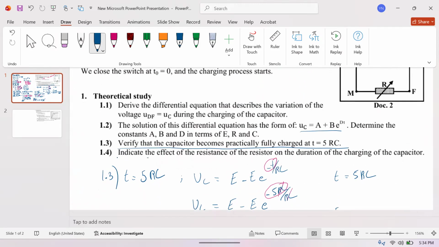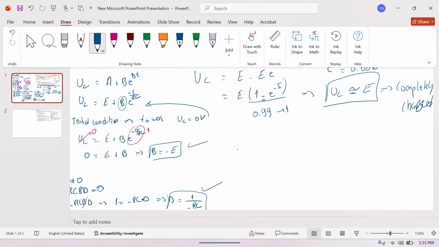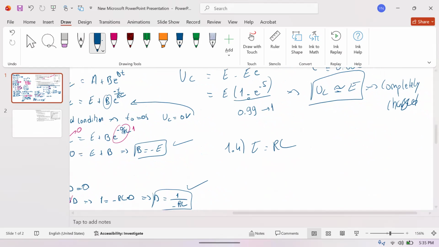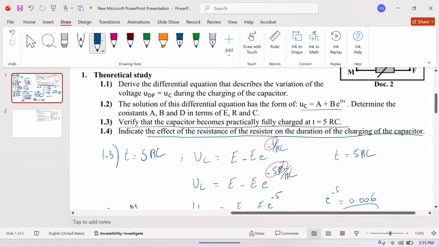Indicate the effect of the resistance of the resistor on the duration. What is the effect of the resistance on the duration? The only thing that relates the resistance to the duration is what I know about tau. Tau is equal to RC. This is the only expression that relates the time to the capacitance or the resistance. Okay, now what is the effect of the resistance?